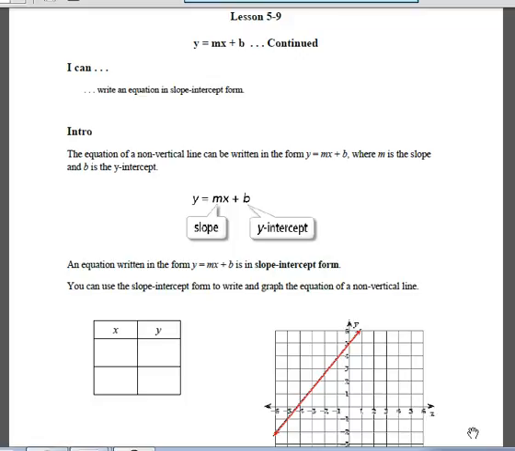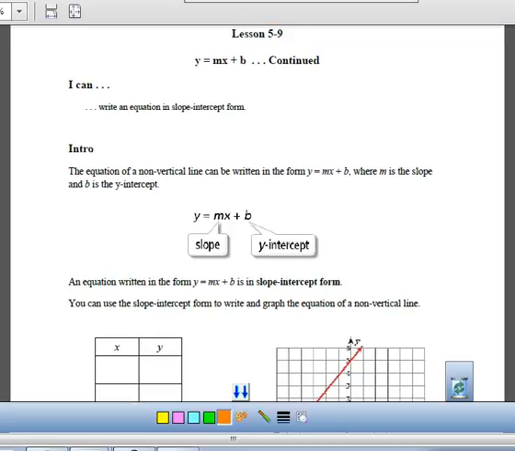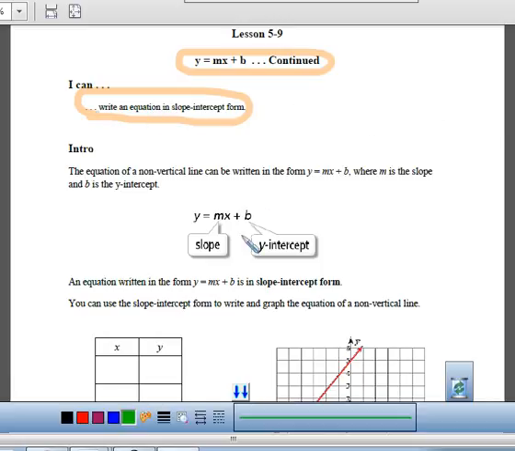And this lesson is again about y equals mx plus b, which is something we learned about in the last lesson. We're going to understand this and learn about it a little bit more. So again, our target is the same as before. I can write an equation in slope-intercept form. So let's take a look at the introduction.